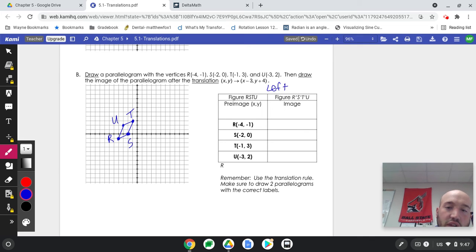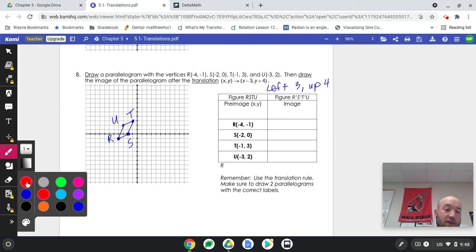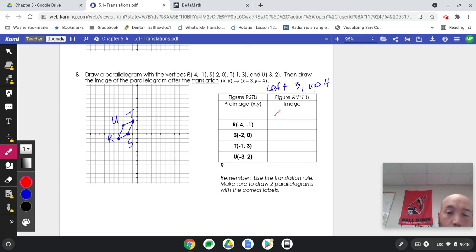Now, once again, this one is moving to the right or left 3. Okay, so left 3, up 4. So give me 1 second. All right, so left 3, up 4, just like the last one. So in component form, it will be the same thing. Negative 3, 4. Okay, so we take each of these points. I don't care which order you do it, whichever one you think is easier.